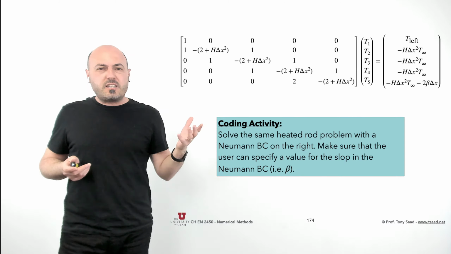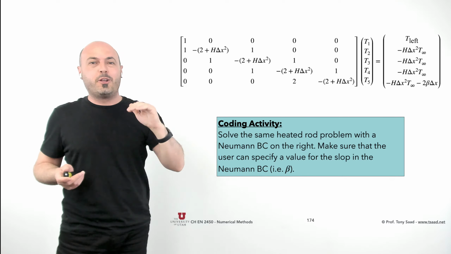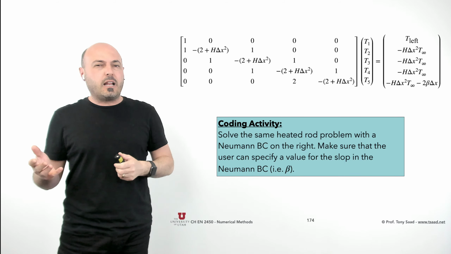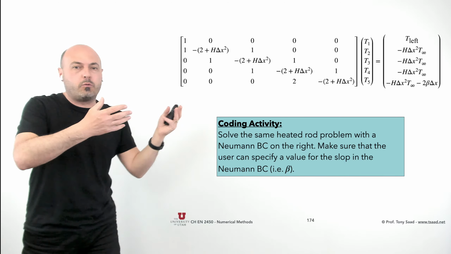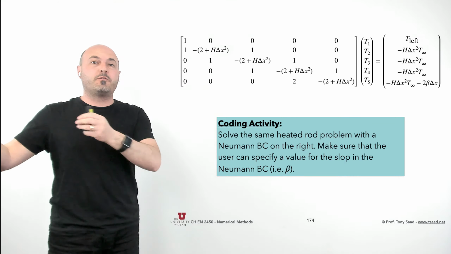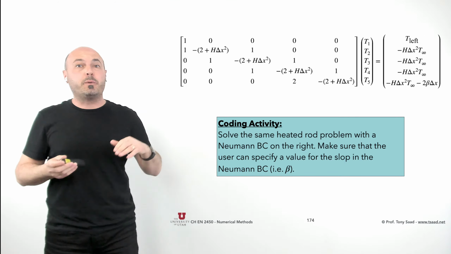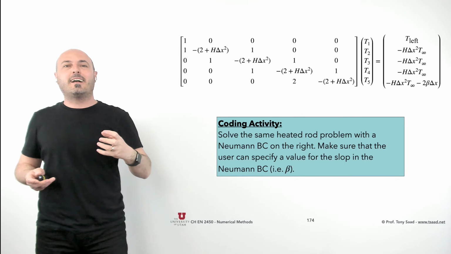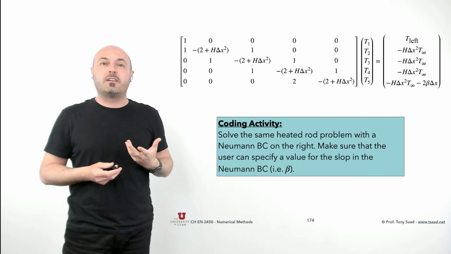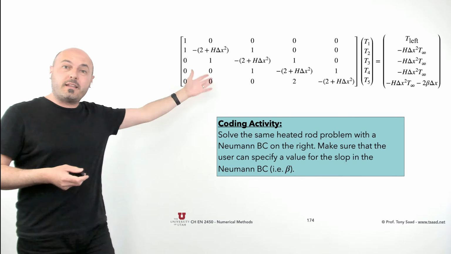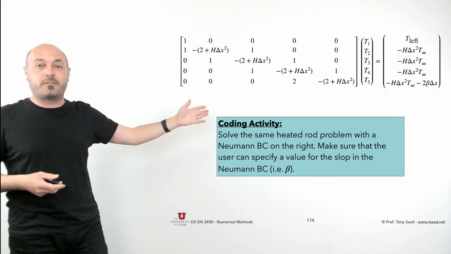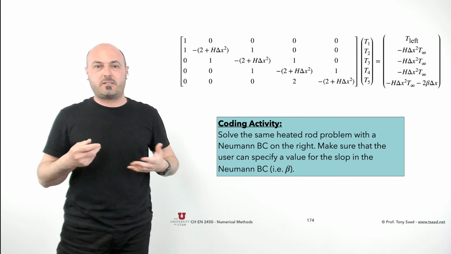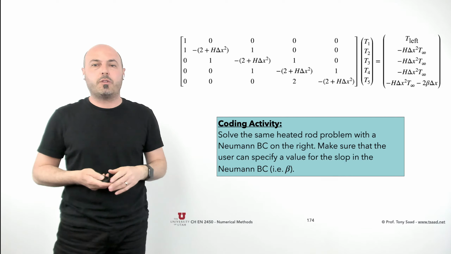Now this beta, or the slope of the temperature at the boundary, is going to tell you if the slope is negative, then you are withdrawing heat. If the slope is positive, you are providing heat. If the slope is 0, then no heat is being transferred. So that's the physical interpretation of beta. Now, depending on the other boundary on the left, the curves might be all over the place, and that's where you can play around with the parameters.